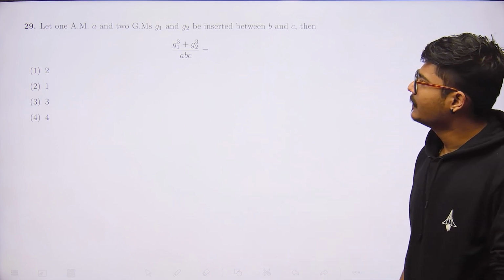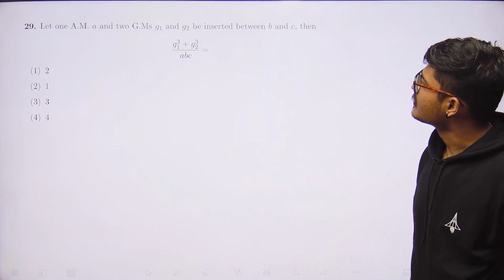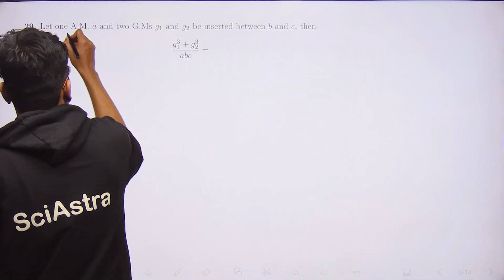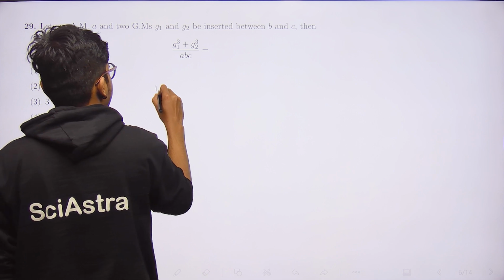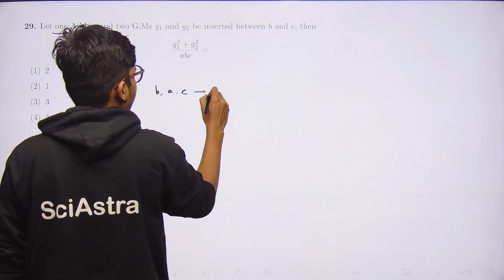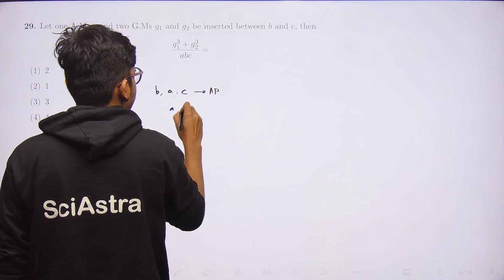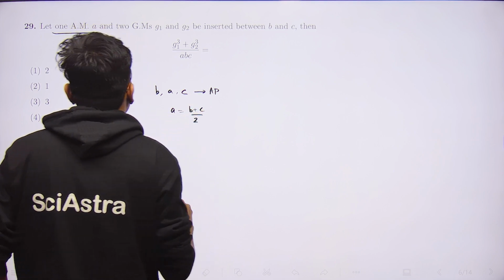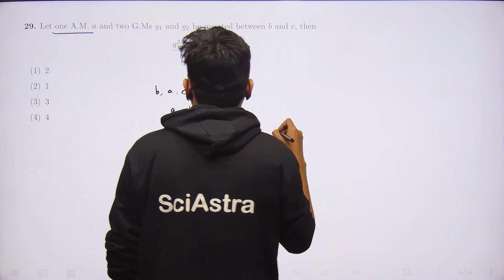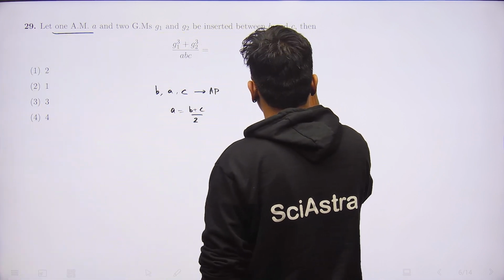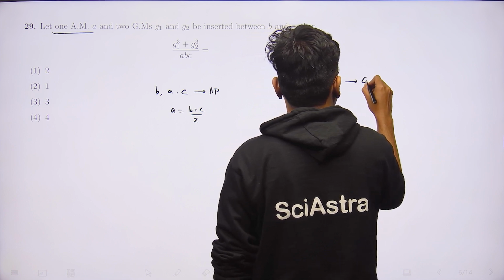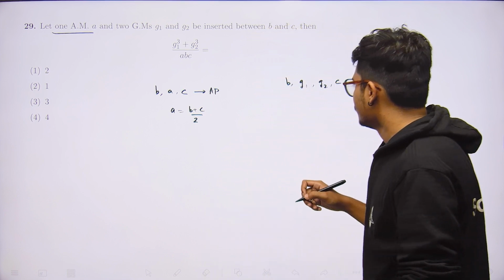So let one AM, A and two GMs, G1 and G2 be inserted between B and C, then find the value of this expression. Okay. So see, first of all, if one AM is inserted between these two numbers, it means that B, A and C, they form an AP, right? Which means A is nothing but B plus C divided by 2. Okay. Similarly, since two GMs are inserted between these, it means that B, G1, G2 and C, they'll form a GP, right? ठीक है ना?